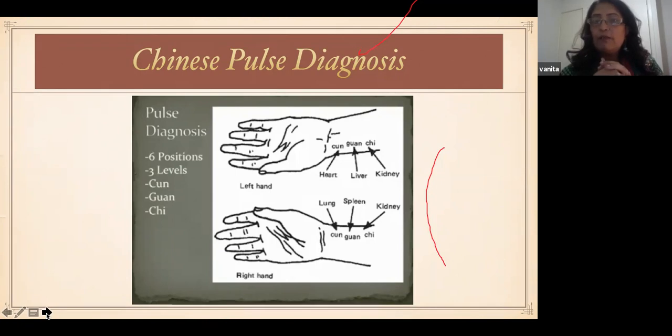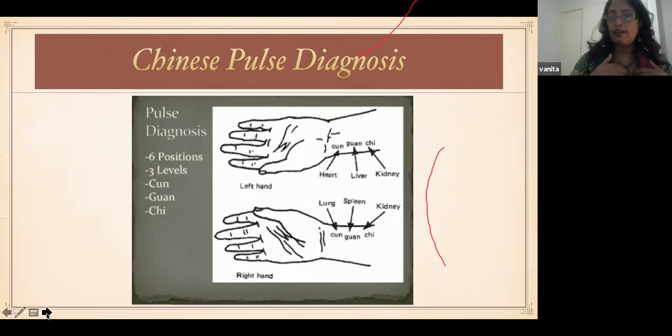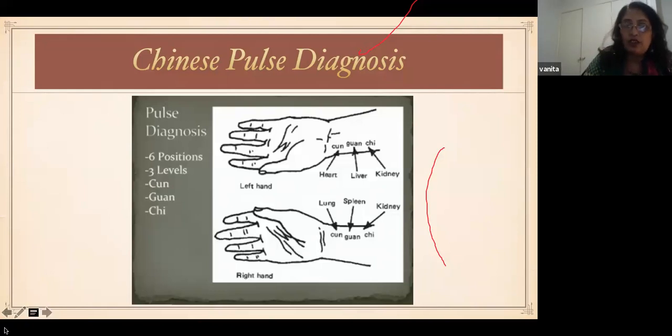And if you notice in the pulse, it's going top to bottom. So Cun is the heart in the left hand and lung in the right hand, because at the top are the heart and the lungs. Then in the middle come the liver and the spleen. At the bottom comes the kidney. So it all goes like that. And then there are 6 positions, 3 levels: Cun, Guan, Chi.